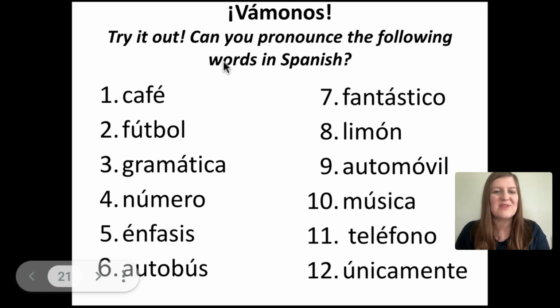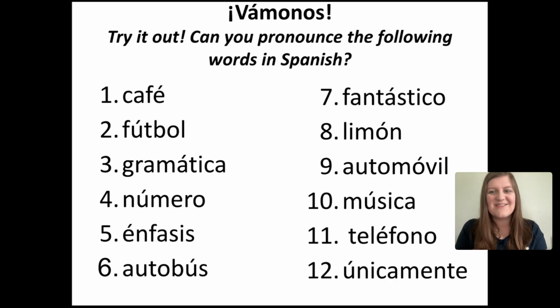Go through the rest of these 12. Pause the video at this point in time. Practice saying each of these. Make sure you practice and say them out loud. Try it to the best of your ability. And then in a second, unpause the video and I will give you the correct answers.